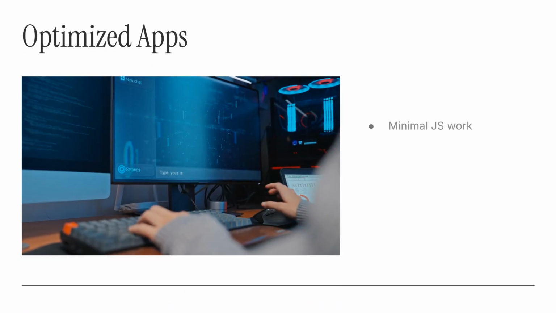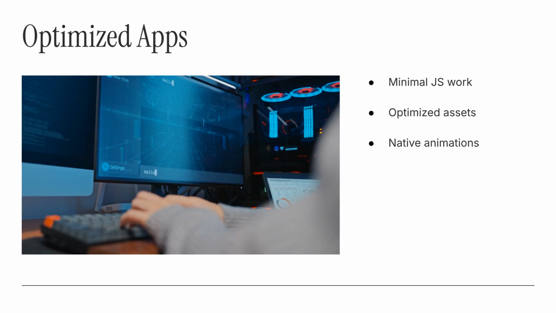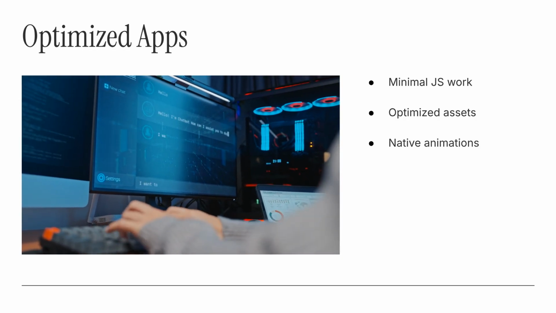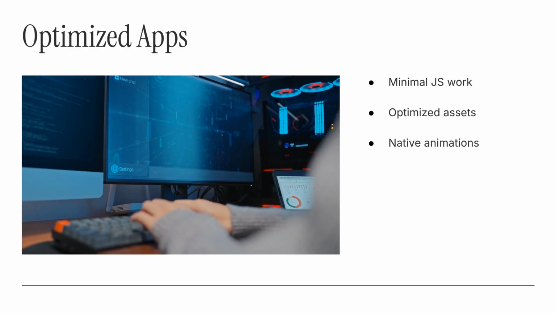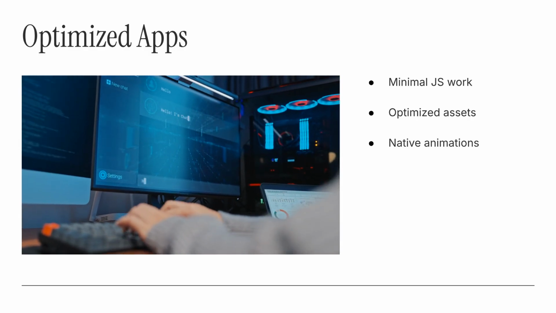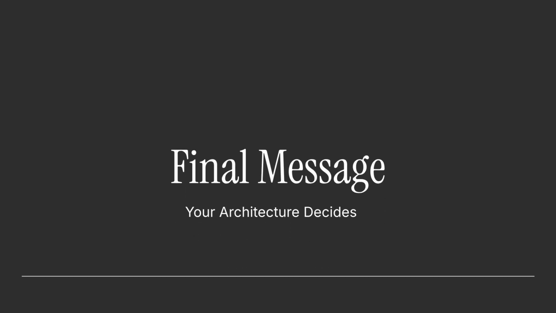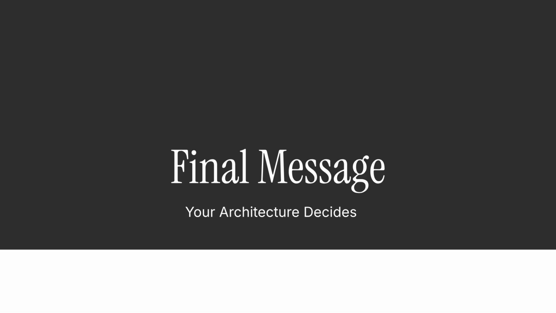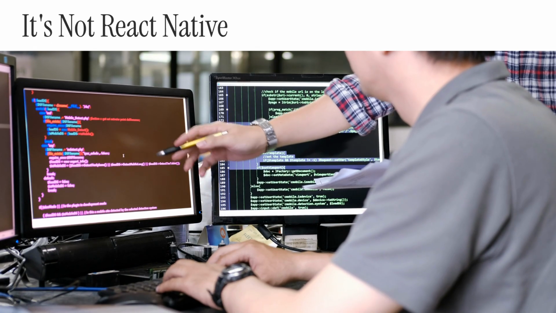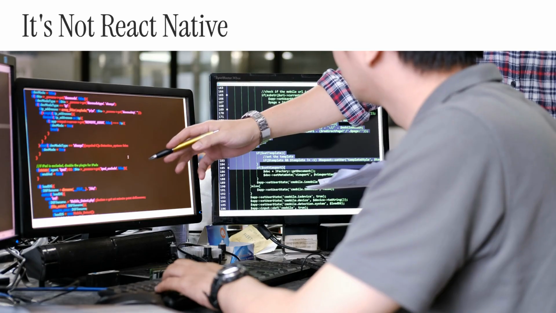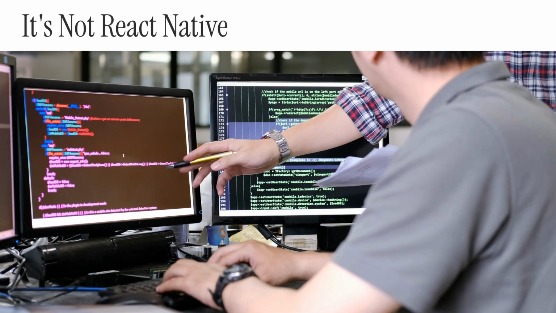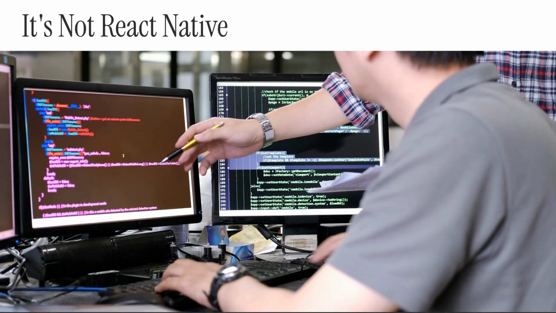The apps that feel buttery smooth follow a simple checklist: minimal work on the JS thread, virtualized lists, optimized assets, using the new architecture, and leveraging native-driven animations. So remember this key takeaway. React Native is fast. Your architecture and how you choose to manage resources and communication decides everything. Stop blaming the framework and start looking at your code's structure. Optimizing these bottlenecks is the path to truly high-performance mobile applications.